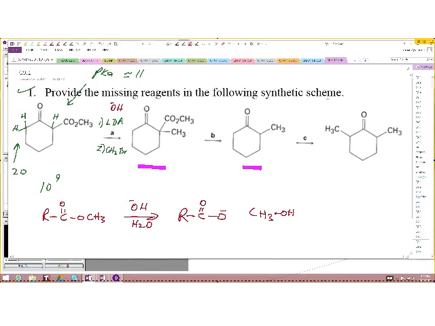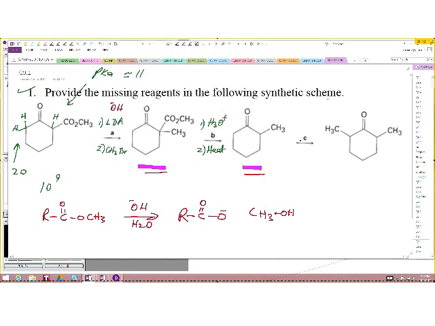Okay, in the case of step B, we say that we have to do the decarboxylation, and to do the decarboxylation, you need to transform the ester to carboxylic acid. So therefore, what is the first step you need to do here? Hydrolysis, right? Okay, so step 1, you do the acidic hydrolysis, and then step 2, you apply heat, okay, and that will do your decarboxylation right here. So therefore, you have this product here.